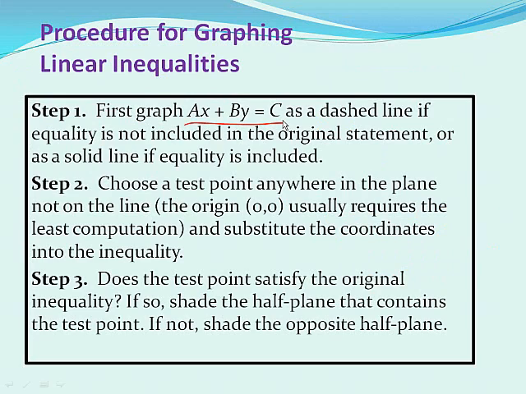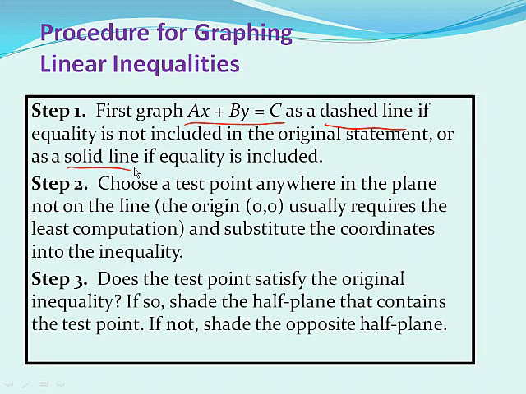Here is a procedure for graphing linear inequalities. Step 1. First graph ax plus by equal to c as a dashed line if equality is not included in the original statement, or as a solid line if equality is included. Step 2. Choose a test point anywhere in the plane, not on the line, and substitute the coordinates into the inequality. We can usually take the origin as a test point if the origin does not lie on the boundary line.